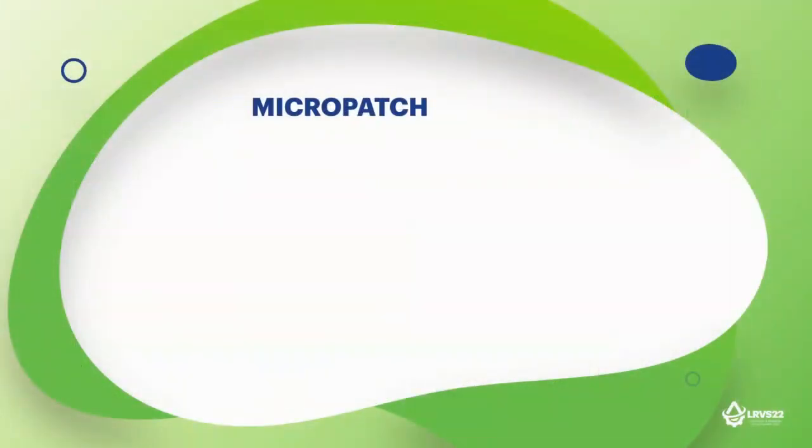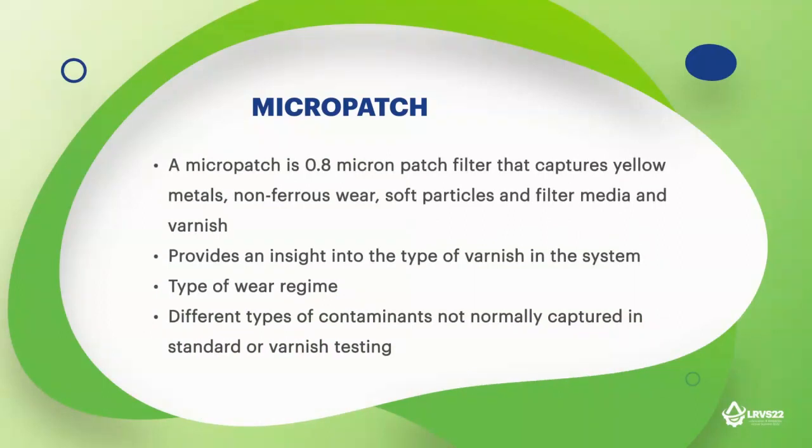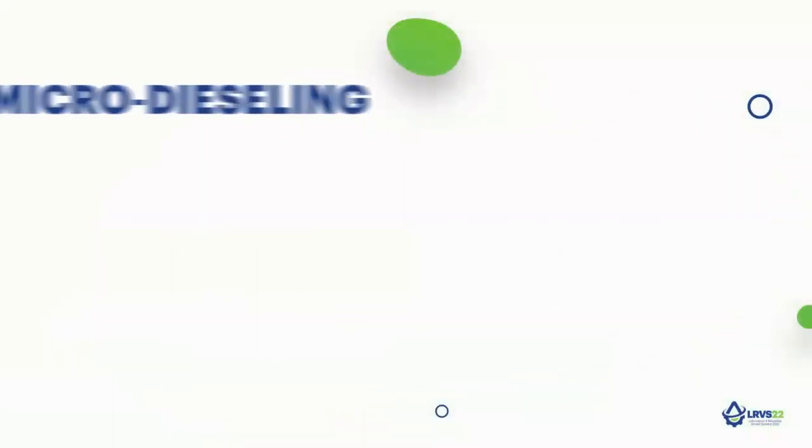Now we're going to talk about the micropatch analysis. What is a micropatch, one might ask? A micropatch is a 0.8 micron filter that captures yellow metals, non-ferrous wear, soft particles, filter media, and varnish. This analysis provides insight into the type of varnish that's in the system. It can also tell you more about the type of regime. Different types of contaminants can also be captured that we normally wouldn't capture through our standard testing.